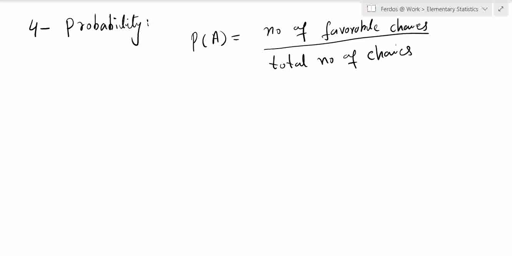Simple, that formula. Now there are some rules of probability, and I will move to those. The first one, remember that the probability of an event, suppose event A, should lie between 0 and 1. Remember. Now the rules of probability.